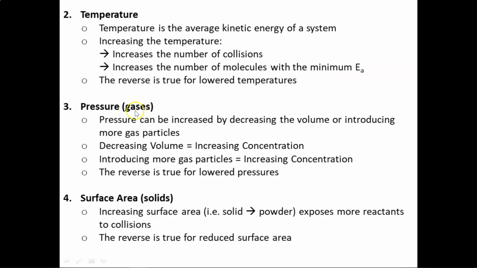For gases, we can also play around with pressure. Pressure can be increased by decreasing the volume or introducing more gas particles. Again, this will increase the concentration and thereby allow particles to collide more often. And of course, the reverse is true for lowered pressures. The next variable that can affect rate of reaction is typically used for solids, and that is surface area. By increasing the surface area, so for instance going from a solid to a powder, it exposes more reactants to collisions. This in turn increases the number of successful collisions per second.